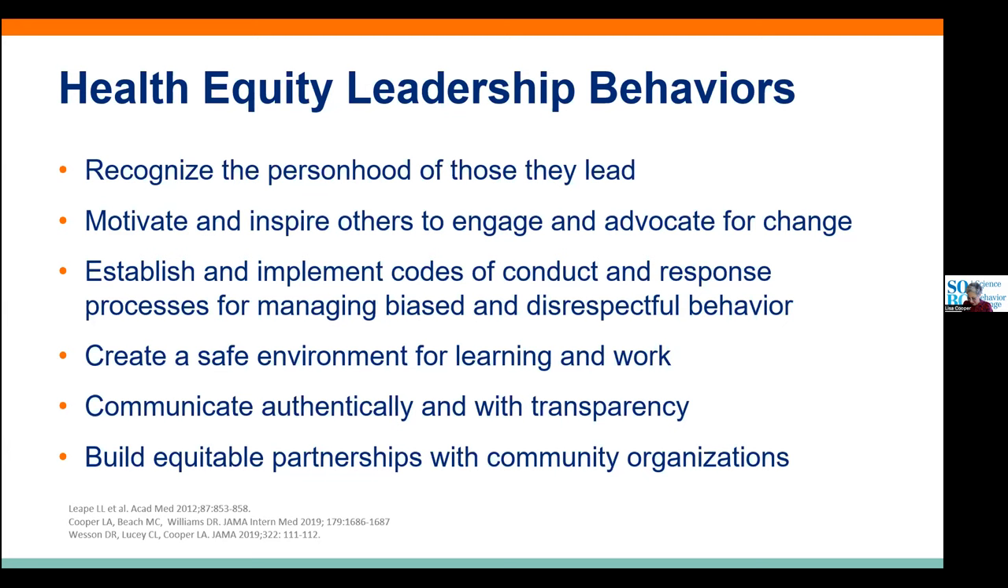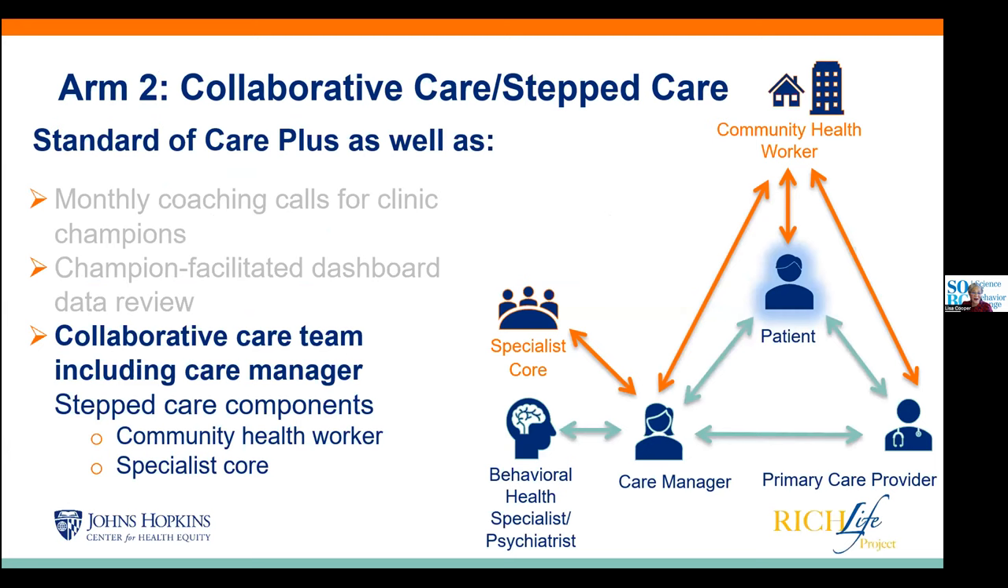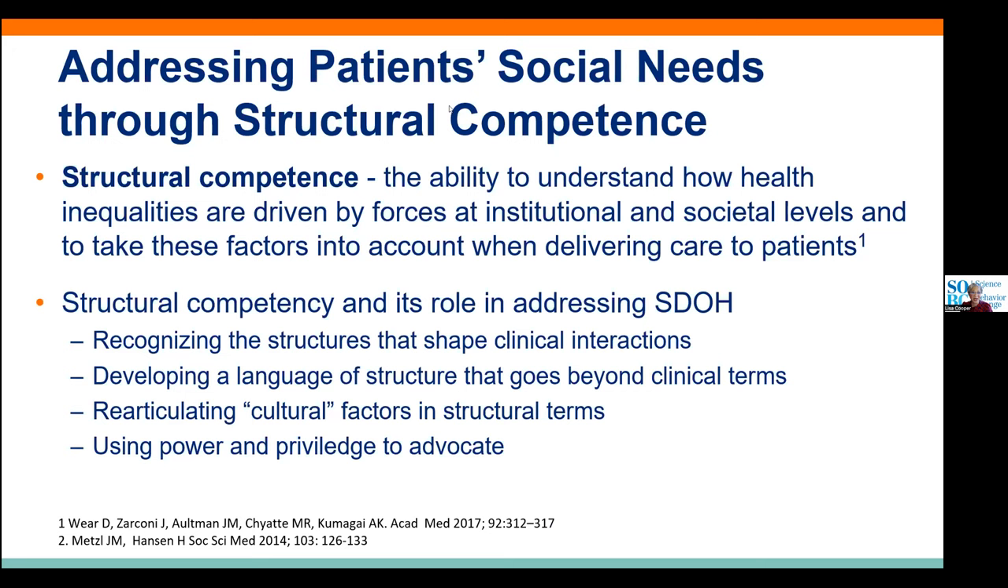Now, the patient part, the collaborative stepped care arm, the more intensive arm that had the more individualized approach, we also worked with care managers and community health workers to train them to engage more, build stronger relationships with their patients. So what did we do? We trained them in better assessing patients' social needs. So helping them to develop structural competence, which is what we define as the ability to understand how health inequalities are driven at institutional and societal levels and how to take those factors into account when delivering care to patients.